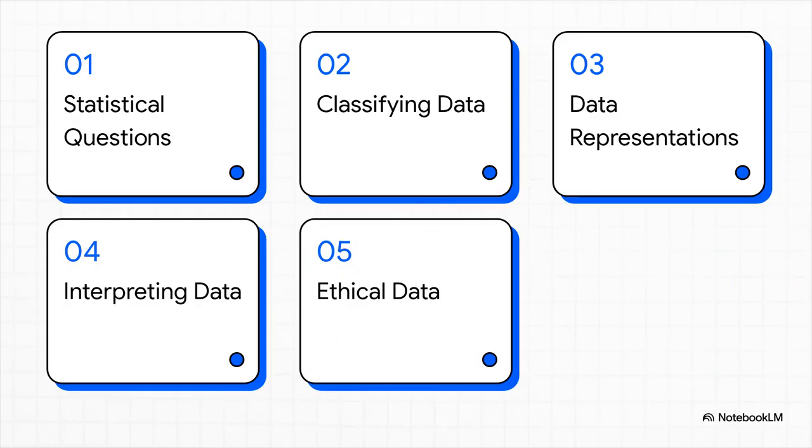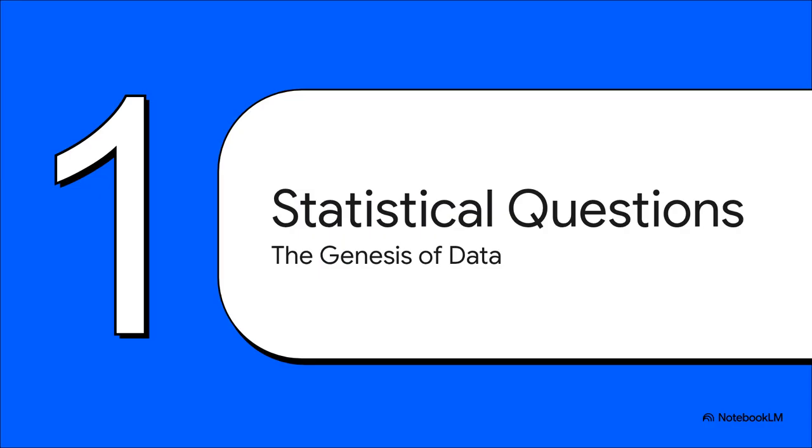Okay, let's dive into this visual roadmap of the 5 essential steps to handling data perfectly. We've got asking statistical questions, classifying and organizing data, constructing data representations, interpreting data and conversions, and finally, ethical data representation. Let's get right into it. Step 1. Asking statistical questions.